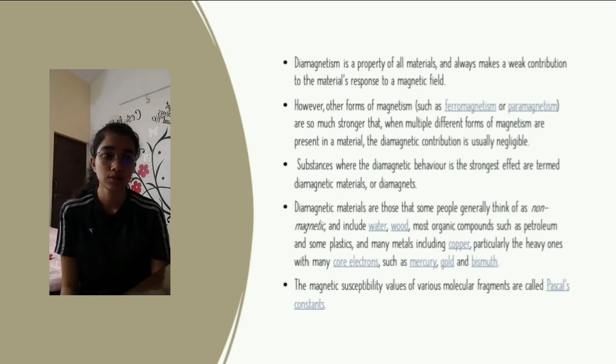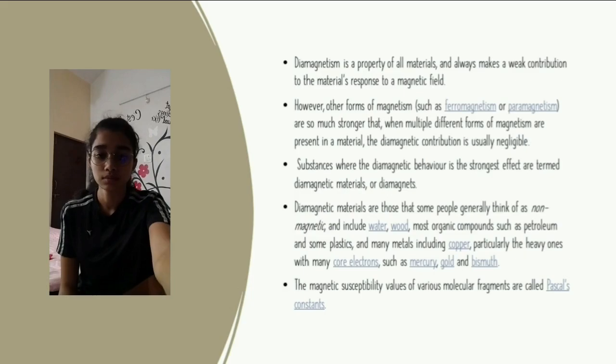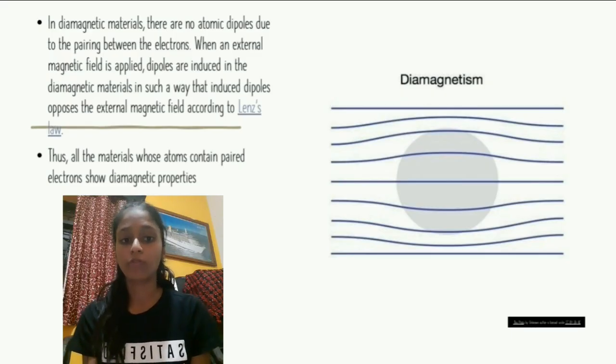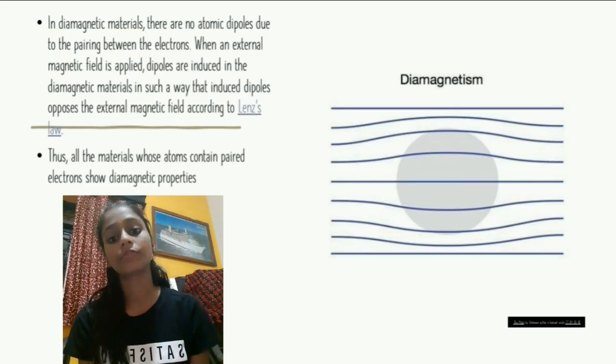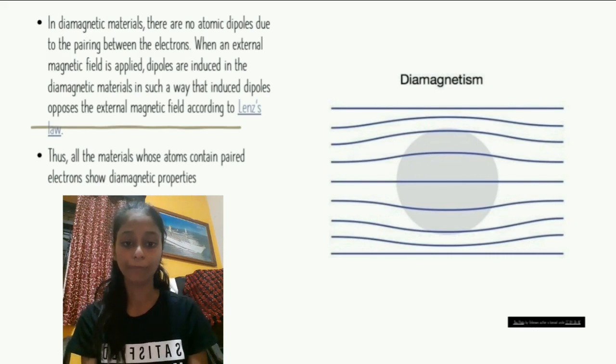Diamagnetic materials are those that some people generally think of as non-magnetic and include water and wood. Most organic compounds such as petroleum and some plastics, and many metals including copper, particularly the heavy ones with many core electrons such as mercury, gold and bismuth. The magnetic susceptibility values of various molecular fragments are called Pascal's constants. Diamagnetic materials are independent of temperature, and as they are independent of temperature, they do not obey Curie's law.